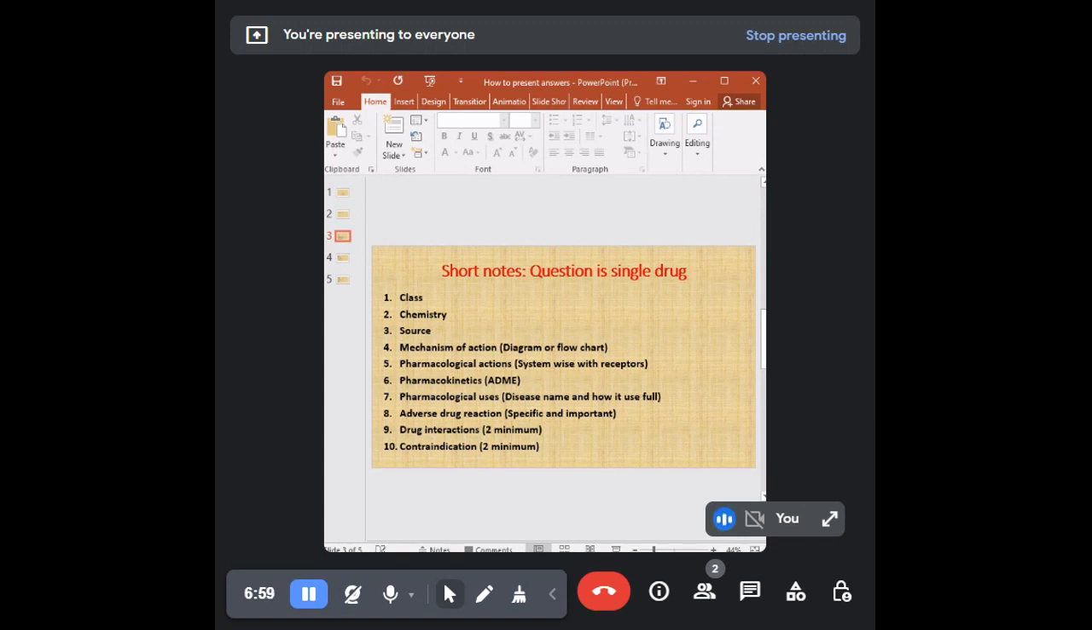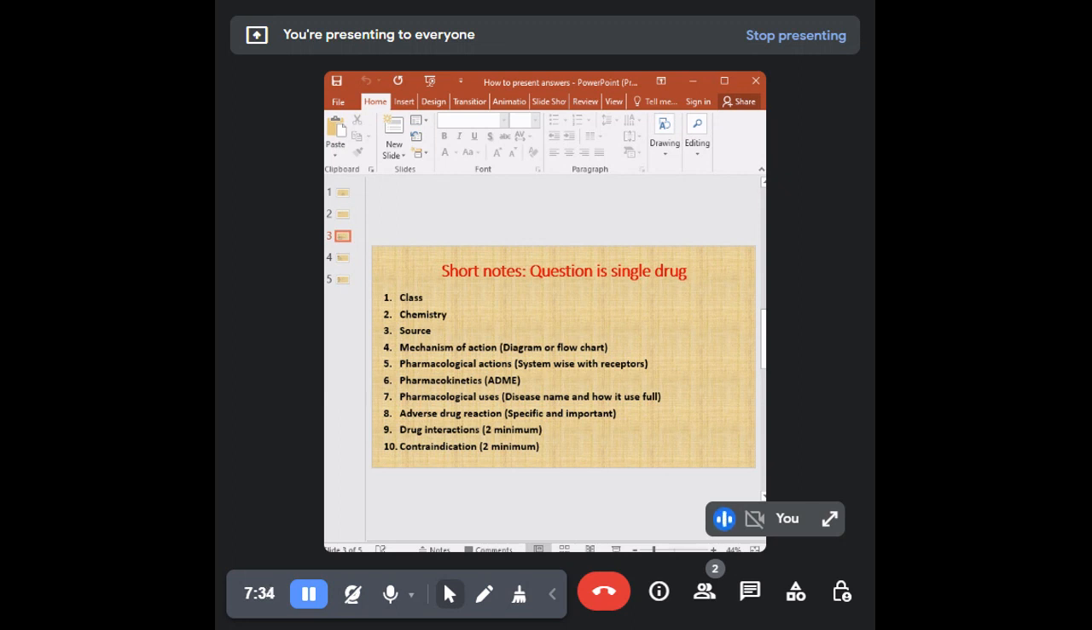Then adverse drug reactions. In the adverse drug reactions, first write the important adverse drug reactions. Remember three or four. General adverse drug reactions, whether you write them or not, won't make much difference. But for each drug, we have some important adverse drug reactions that you note down and remember. Drug interactions, you write two: the drug, and what is the question drug, which drug has interaction, three words. One, what is your question drug, then which drug interacts, what is the effect, like that. Contraindications, you write minimum two.